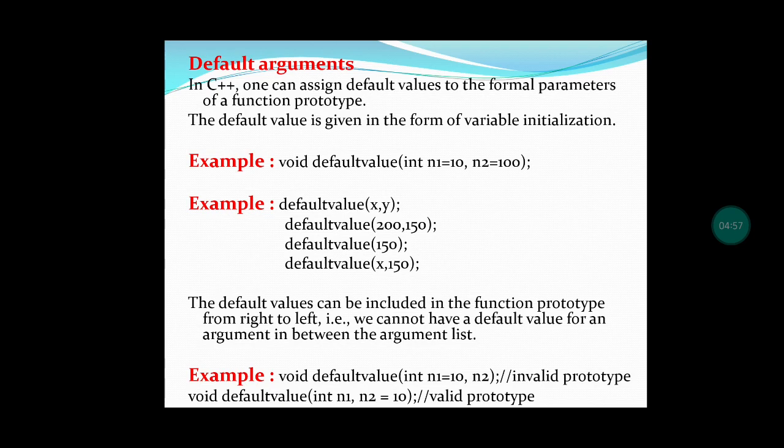As I already said, the default value should be given from right to left. First you have to give it on the right side. So the right side n2 is there, and we can assign a value for n2. Here it is not assigned, so it is invalid. Finally it is corrected, that is void default value int n1 comma n2 equal to 10. If both n1 and n2 values are given, no problem. If you are giving only one argument with a default value, you have to give it from right to left order.